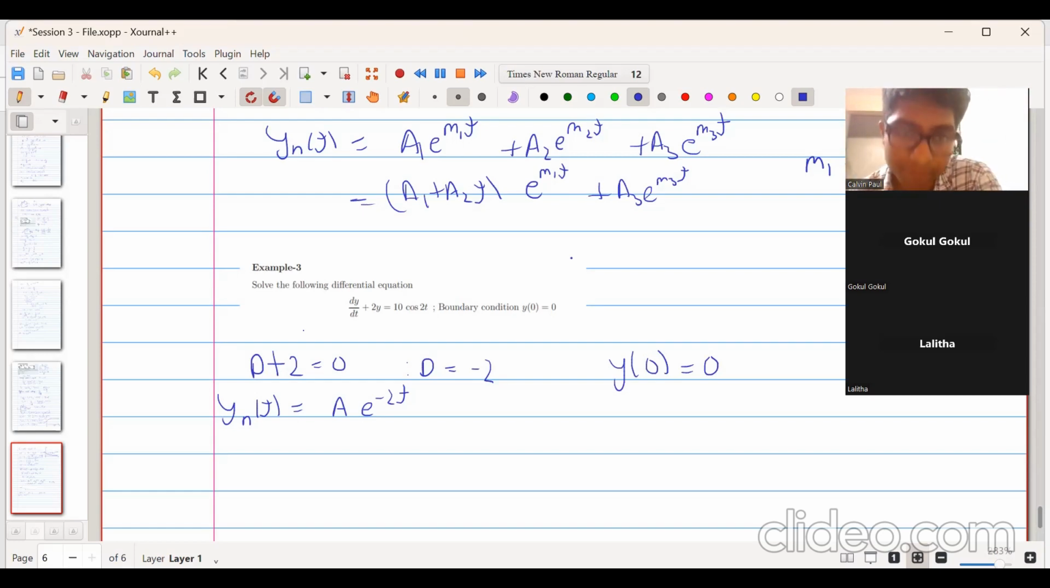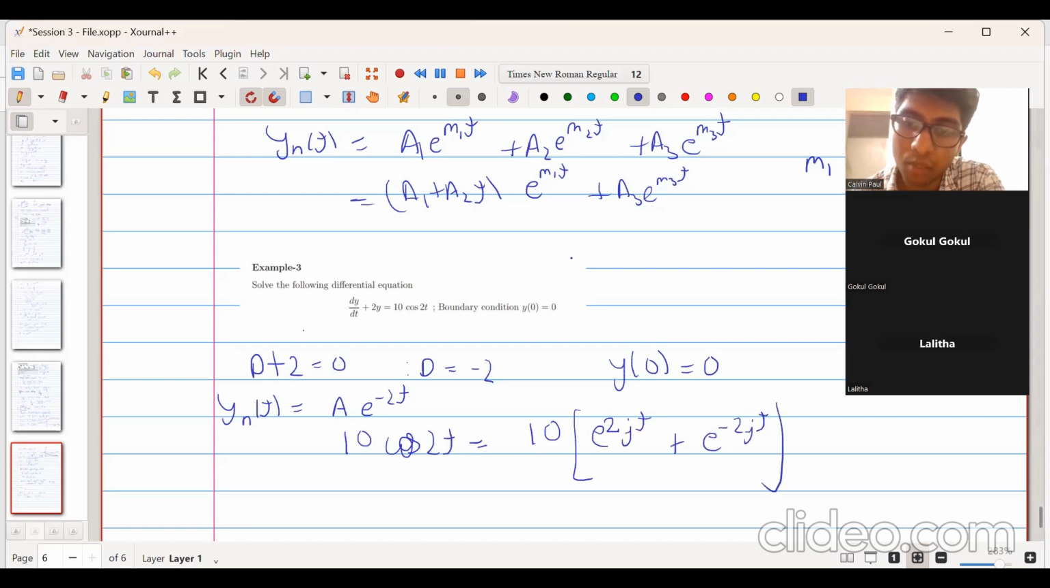Now the forcing function is given to be 10 into cos 2t. So cos 2t can be written as 10 into e to the power 2jt plus e to the power minus 2jt upon 2, which is equal to 5 into e to the power 2jt plus 5 into e to the power minus 2jt. Is this making sense, or is there any doubt in this?